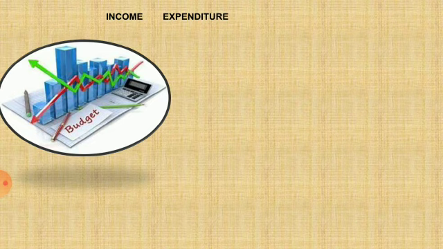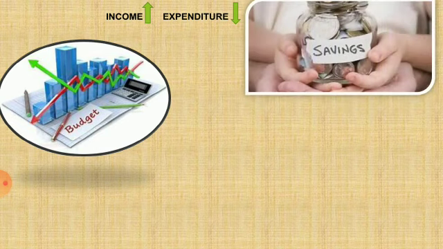For example, if income is more and expenditure is less, then it is said to be a good kind of budget. Why good? Because you happen to save money here as your expenditure is less than your income.